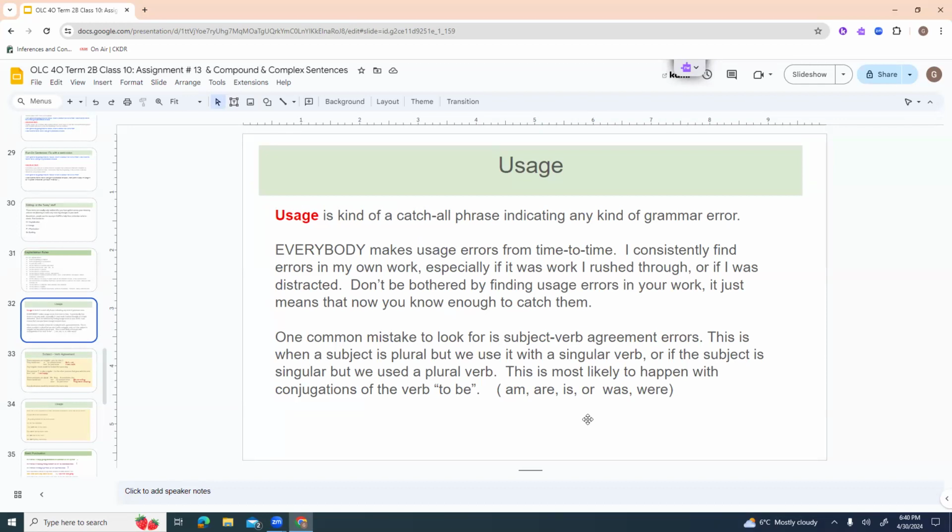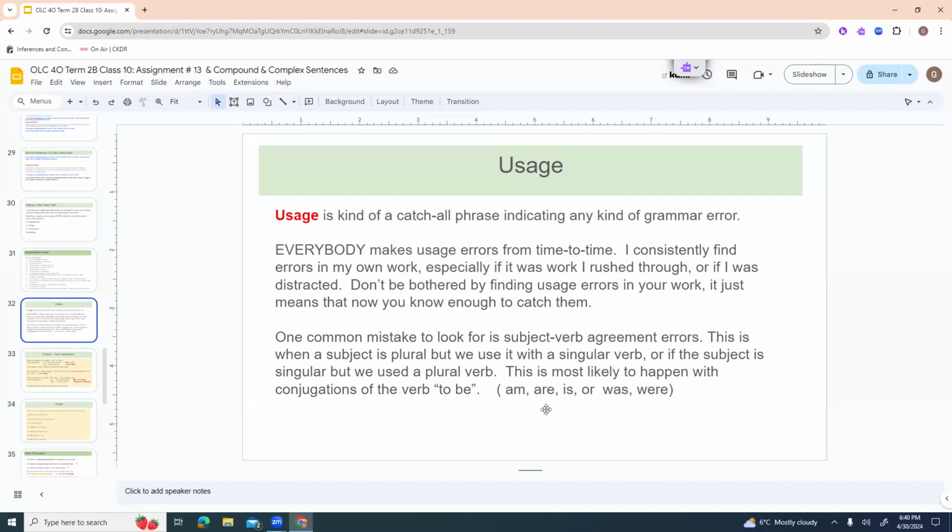Okay, usage is kind of a catch-all phrase, and it just means any kind of grammar error. Please keep in mind, everybody makes grammar errors from time to time. I consistently find errors in my own work, especially if it was work I rushed through or if I got distracted partway through. So don't be bothered or feel bad or feel negative about yourself in any way. If you find usage errors in your work, it just means that now you know enough to be able to catch them. That's great. That's improvement.